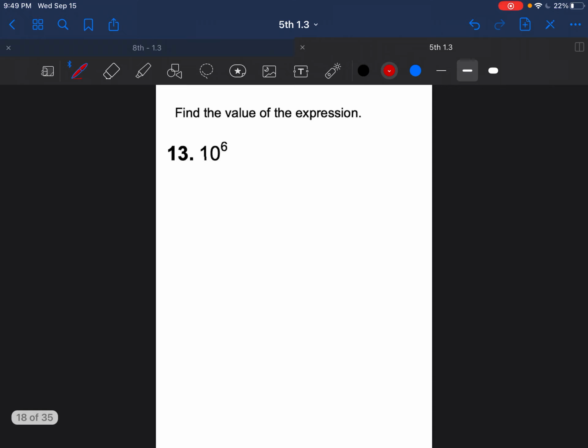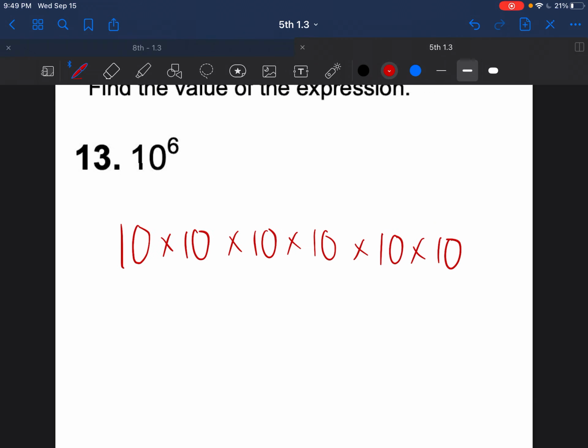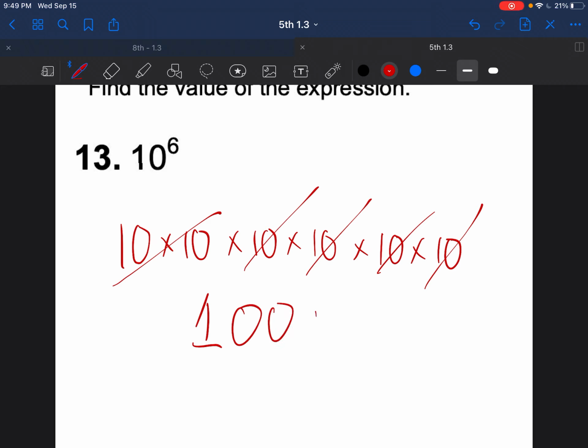Number 13. 10 to the 6th power. Well, let's see. So we have 10 times 10 times 10 times 10, 1, 2, 3, 4 times 10. That's 5 times 10. I'm also going to show you guys another trick, but that's going to be a little bit later on. So let's multiply again. We have 2 zeros, 3 zeros, 4 zeros, 5 zeros, 6 zeros. So we should have 6 zeros.